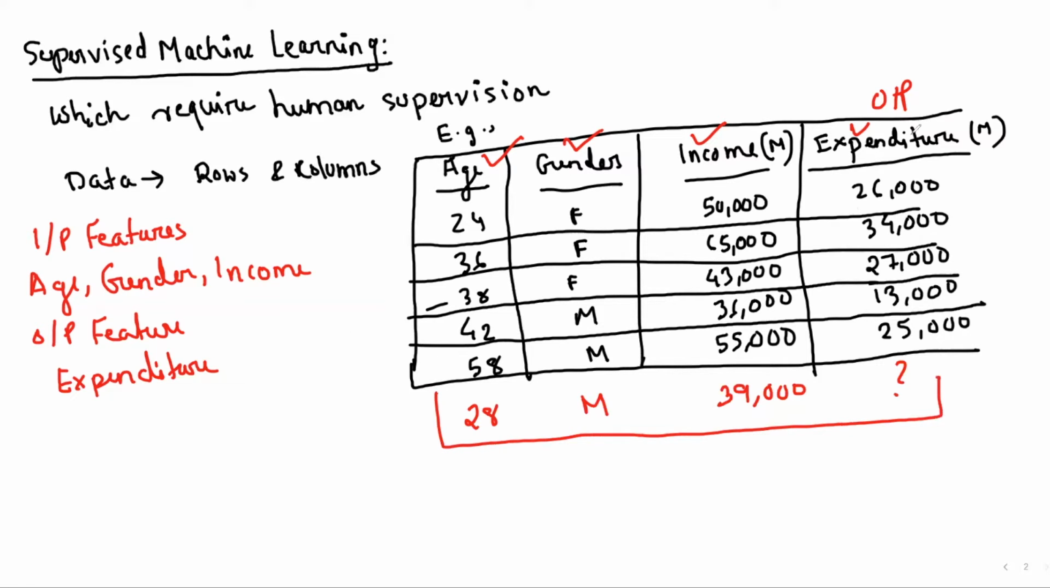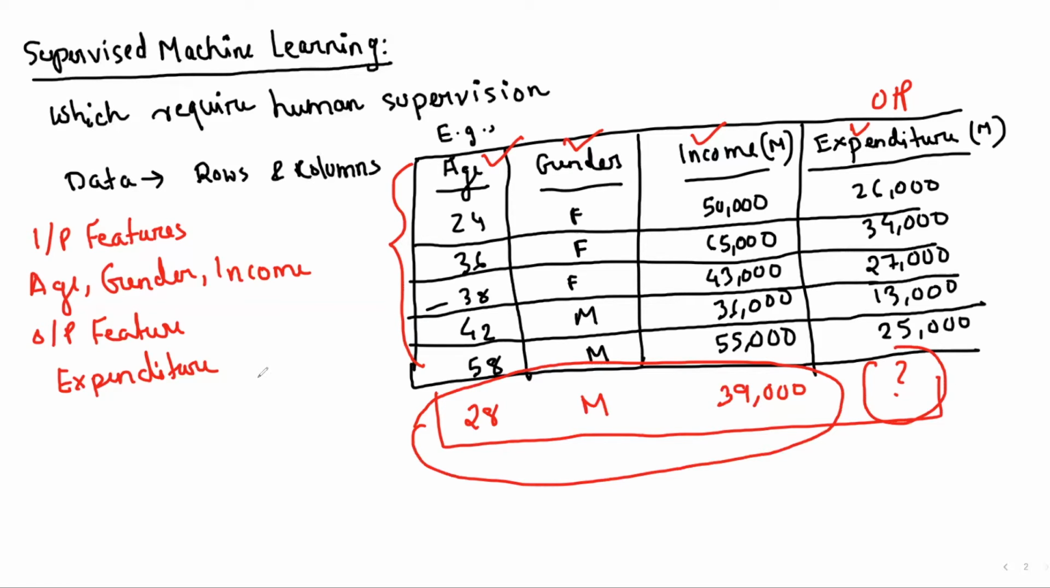So here we train this particular data set. And then based on our training, whenever a new data comes, we need to predict the output. So we need to predict the expenditure. In this case, expenditure is the output variable. So this is how we define input features and output features.